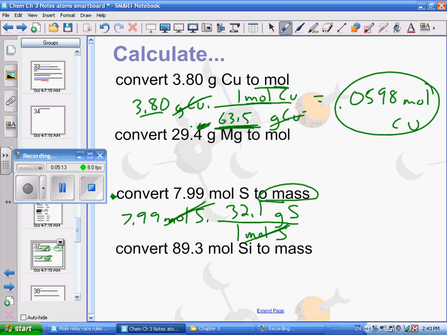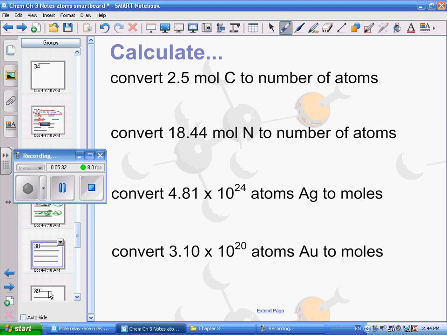Cancel, then in this case you're going to multiply 7.99 times 32.1, which gives you an answer of 256 grams of sulfur. Okay, let's try some more. All right, now I'm going to go moles to number of atoms. All right, let's try this first one.